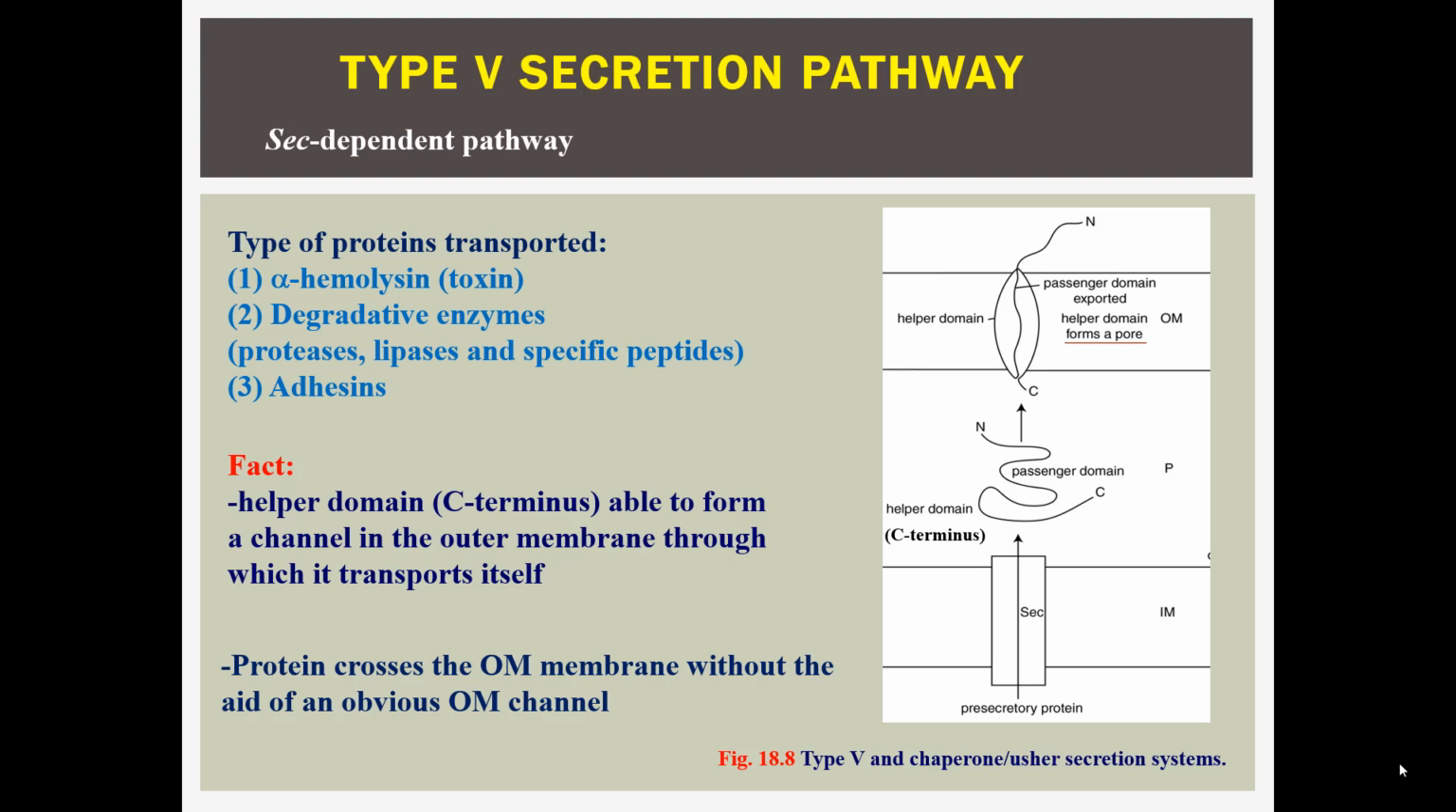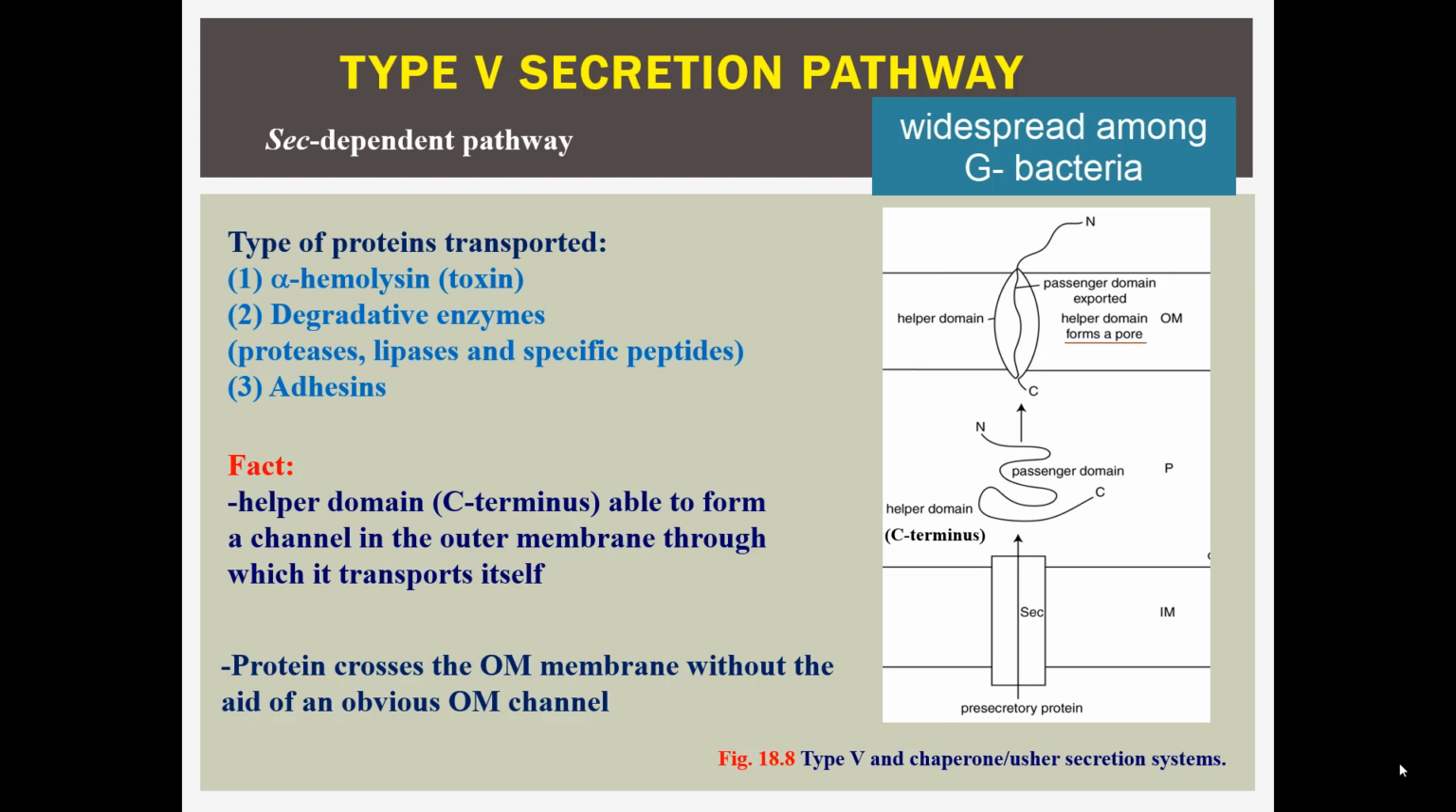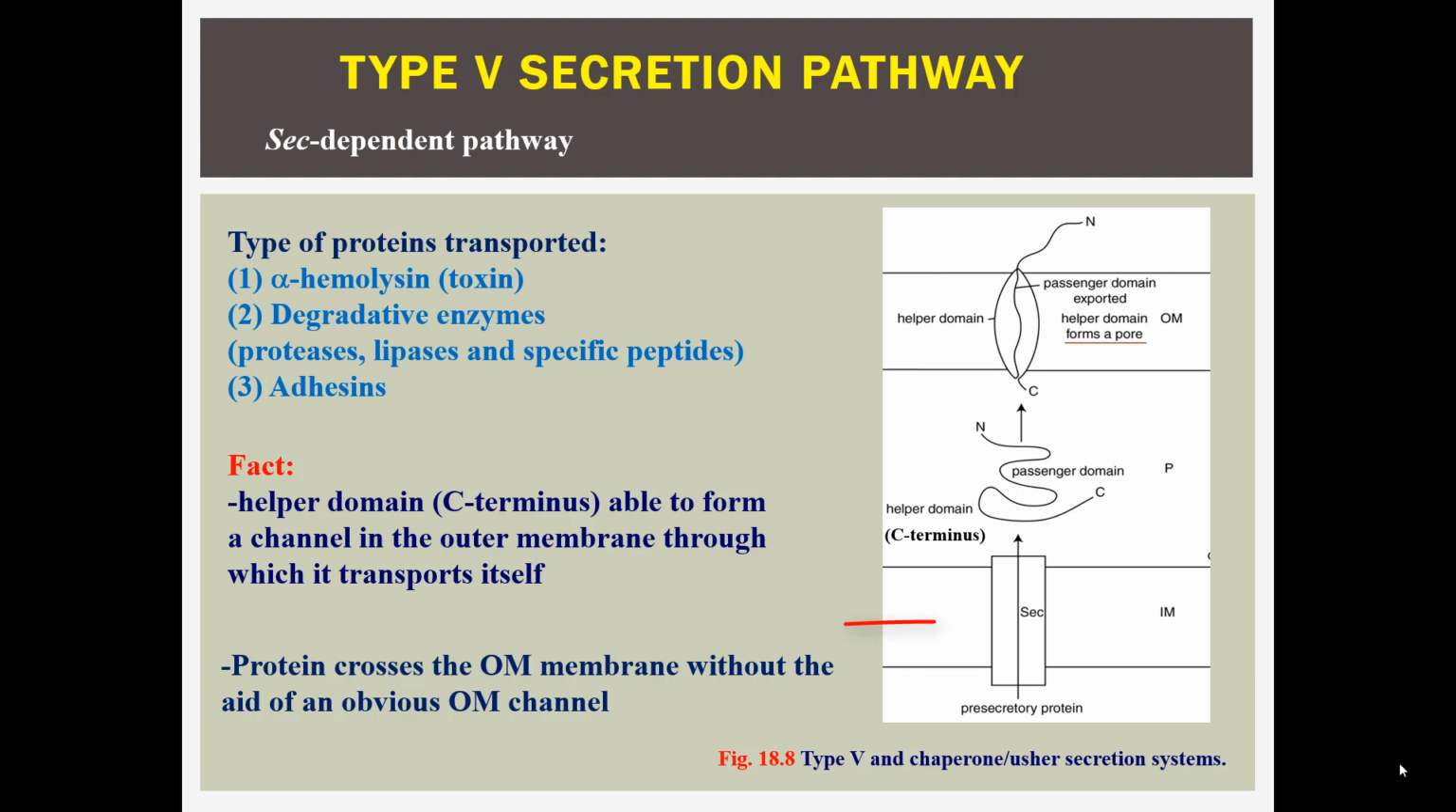The type 5 pathway is widespread among the gram-negative bacteria. The translocation uses the sec pathway to move the autotransporter through the plasma membrane into the periplasm. But in contrast to the type 2 system, there is no requirement for a separate secretion apparatus to move the protein from the periplasm through the outer membrane to the outside. So how is this done? First, let's take a look at the autotransporter.